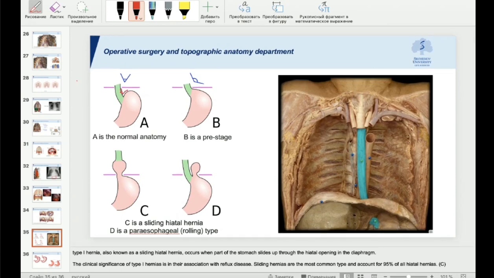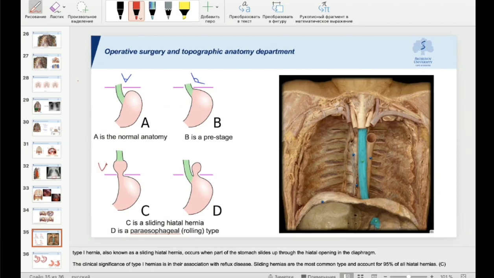Please look at the angle between esophagus and fundus of the stomach. At picture B, the angle is very narrow. And lastly, at figure C and figure D, we have a herniation of the esophagus and of part of the stomach. And the question at this picture is, why does it happen? Why do we have condition C and why do we have condition D? What happens with the diaphragm or with the stomach or with the esophagus?